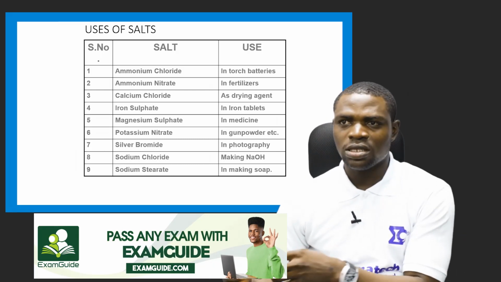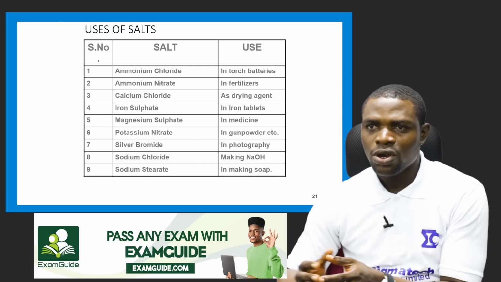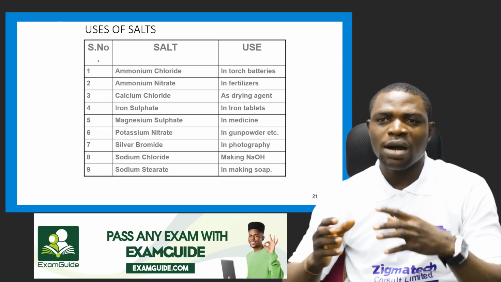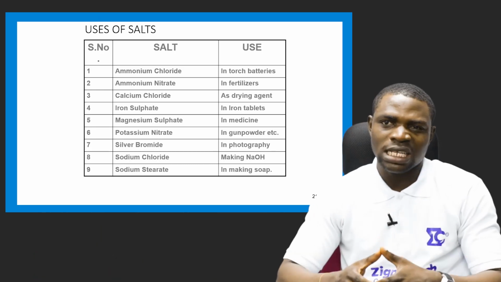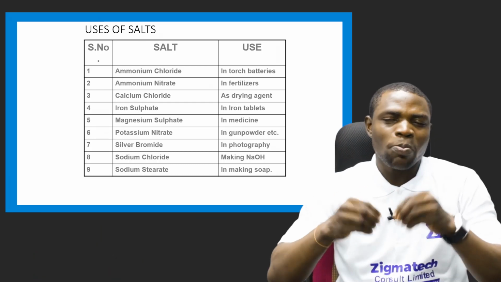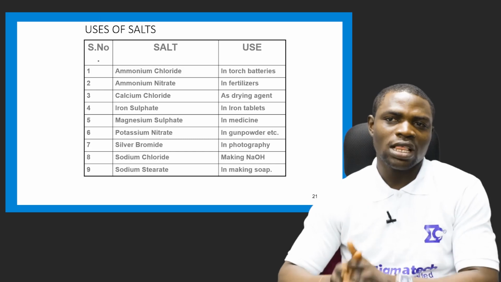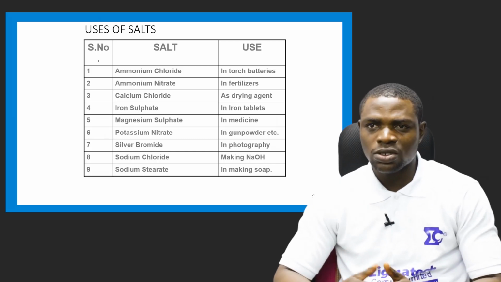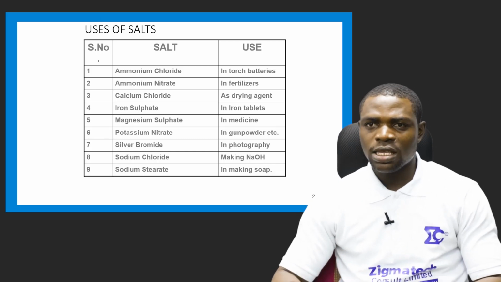Fertilizers are used in enhancing the growth of all kinds of plants. So ammonium nitrate is that salt that is important, that must be part of the content of any fertilizer if at all it is going to enhance growth of any plant.